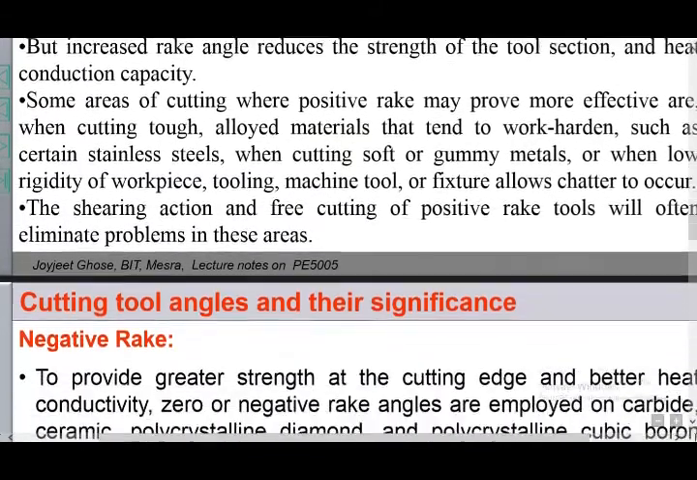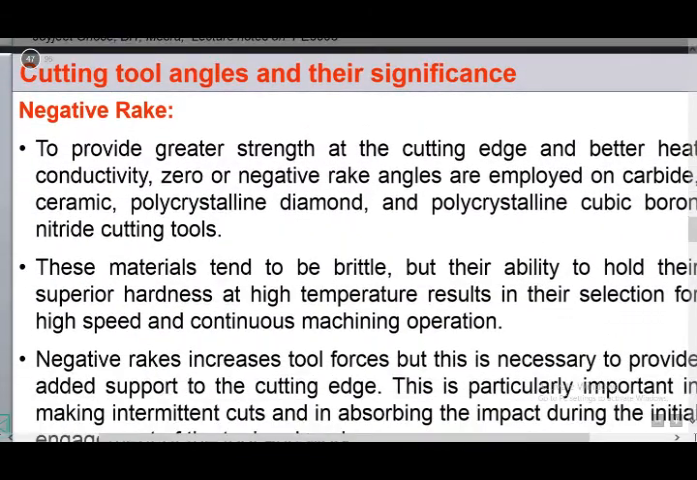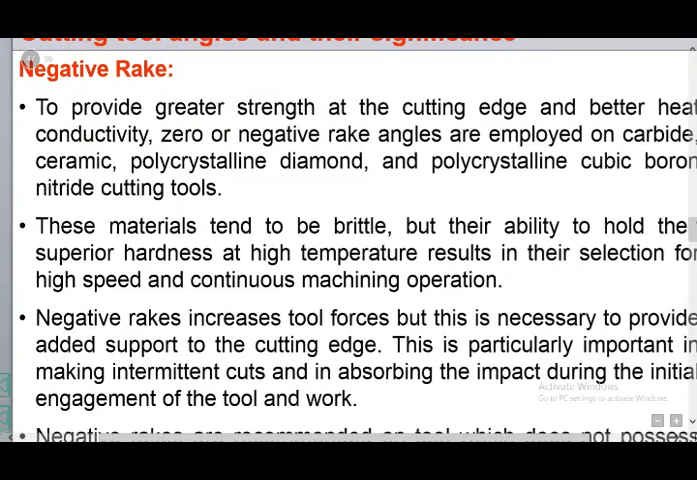Next, cutting tool angles and their significance. Next, we discuss negative rack angle. To provide greater strength at the cutting edge and better heat conductivity, zero or negative rack angles are employed on carbide, ceramic, polycrystalline diamond and polycrystalline cubic boron nitride cutting tools. These materials tend to be brittle, but their ability to hold their superior hardness at high temperature results in their selection for high speed and continuous machining operations.